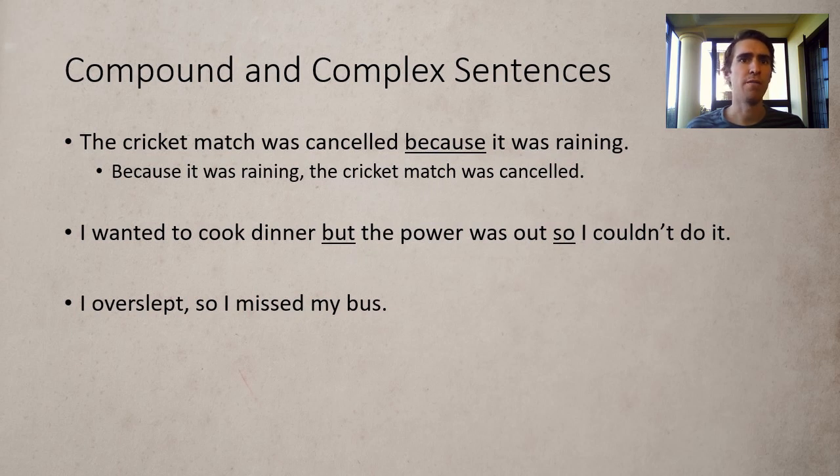If you do not have a single coherent idea or thought expressed in your sentence, there's probably something wrong with your sentence as well. Now, that doesn't mean that your sentence tells you absolutely everything you need to know about the overall idea that you're trying to express. That's what paragraphs are for. But each sentence does have to express a coherent thought or a coherent idea. So in this case, I wanted to cook dinner, but the power was out, so I couldn't do it. You have your clauses joined together with coordinating conjunctions.